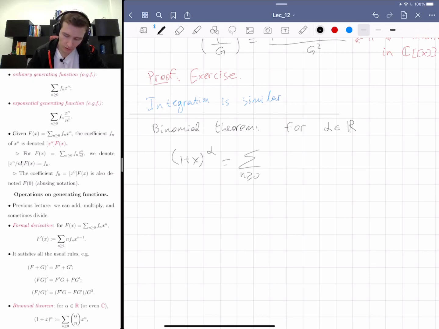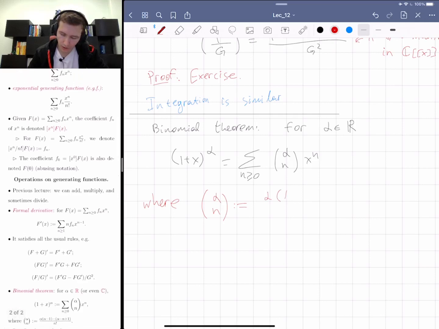for n bigger than or equal to 0, alpha choose n times x to the n, and I have to define the binomial coefficient. So alpha choose n, just by definition, is the following: alpha times (alpha minus 1), all the way up to (alpha minus n plus 1), divided by n factorial.